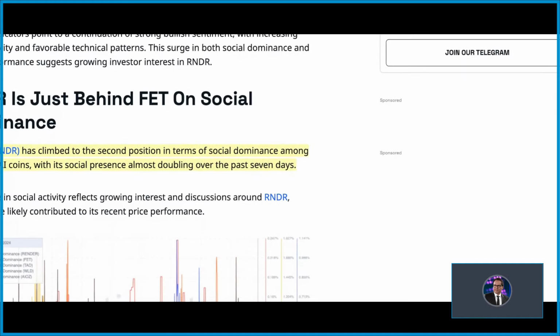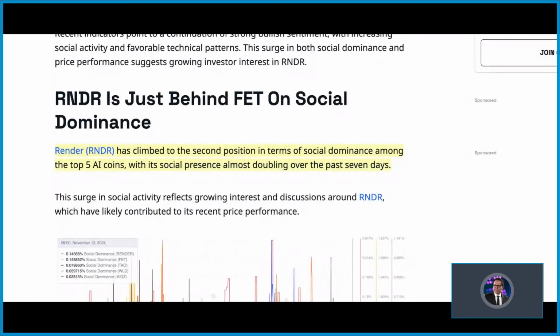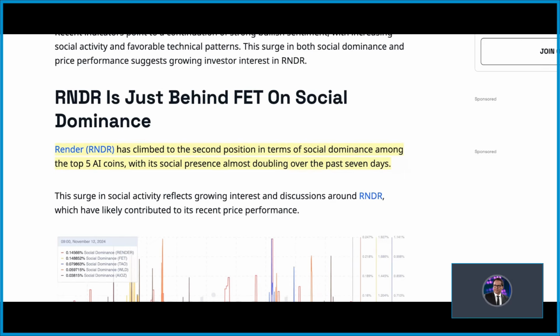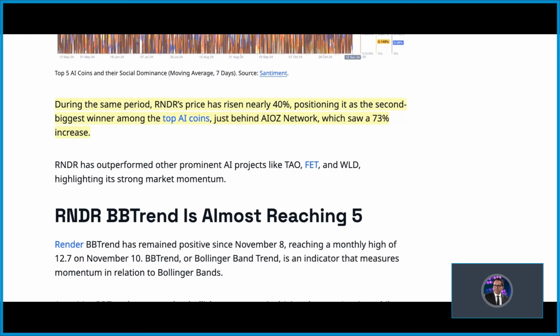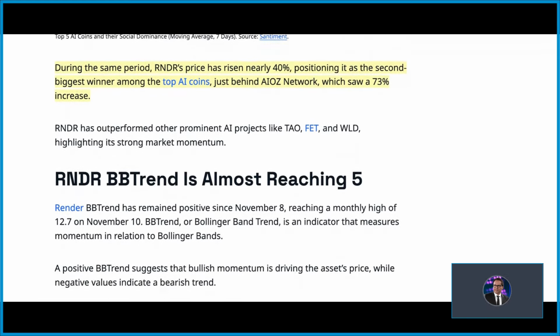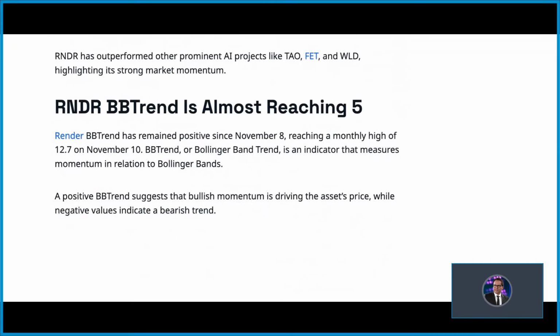Social dominance right now, top 5 AI coins. We're tracking this as the number 2 currently, and it could take over where FET has been leading. I anticipate that will be the case, and I'm going to show you the chart here in a second. But let me go further down here. During the same period, Render's price has risen about 40%, positioning it as the second biggest winner across all top AI coins. This is just behind AOS, and of course, they saw a 73% increase, which we called on one of our private streams. So this was an interesting one right now that I think continues to be. So I'm still looking at Render being a very, very fast mover the rest of the month in November.